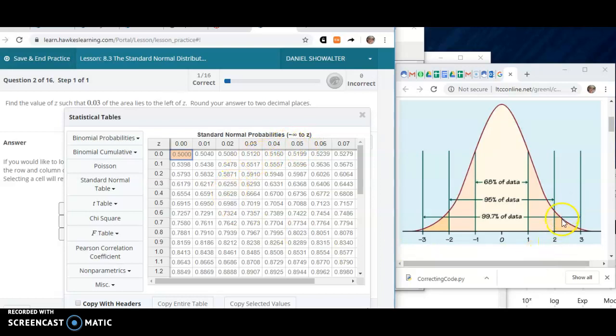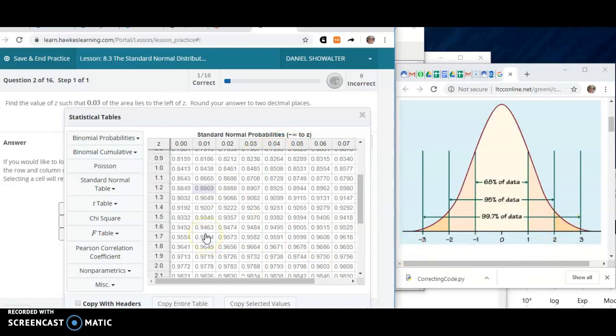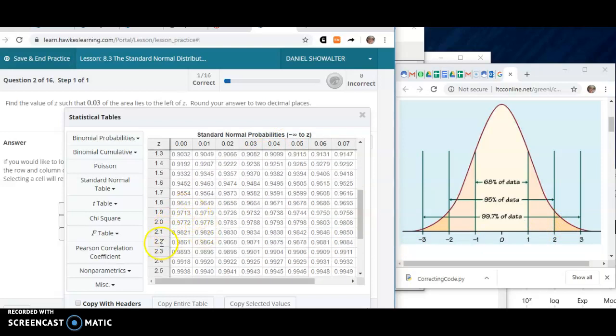And we said, I think, 2.2. If we scroll down here and look at 2.2, and then our hundredths would be a 0, that would put us right here. What that number right there tells us is that 0.9861, or if we convert it to a percent, 98.61% of the data would have a z-score below 2.2. In a normal distribution, 98.61% of the data would have a z-score less than this.